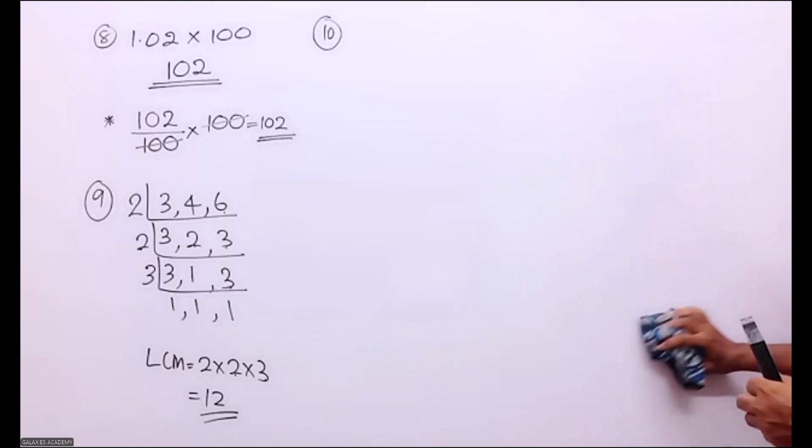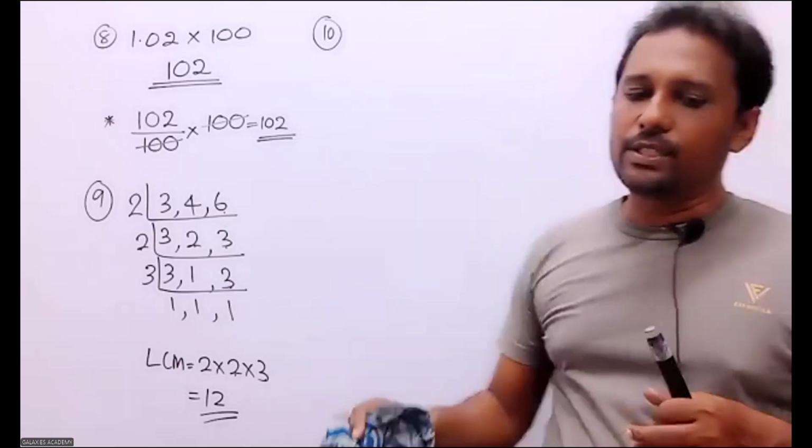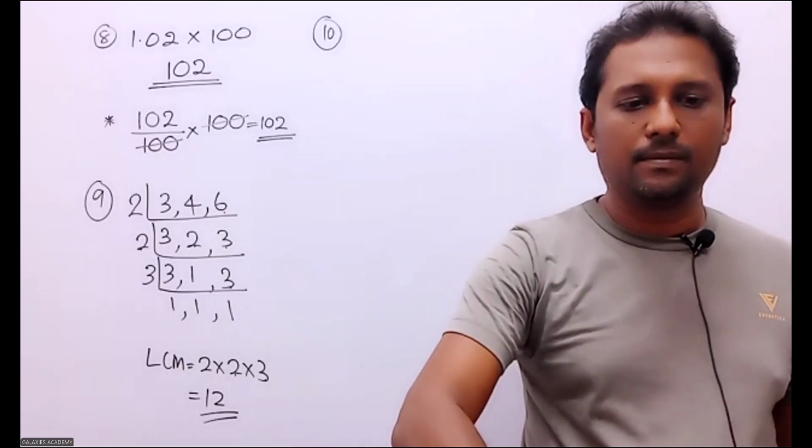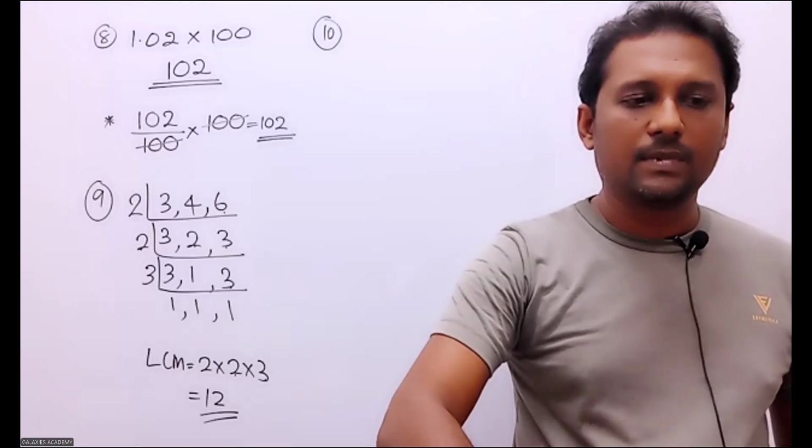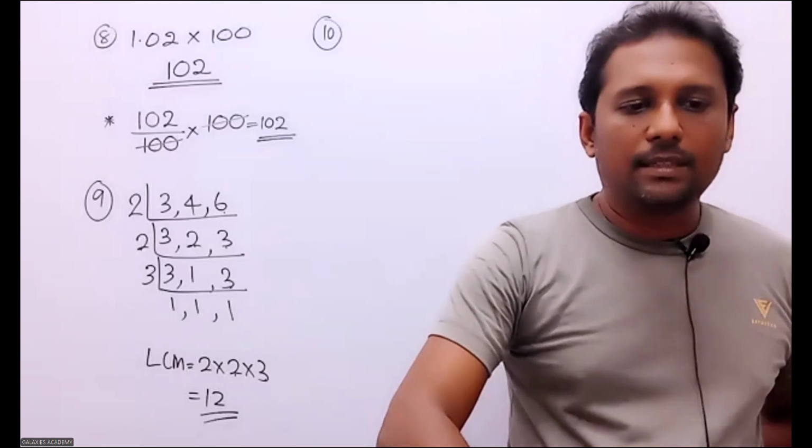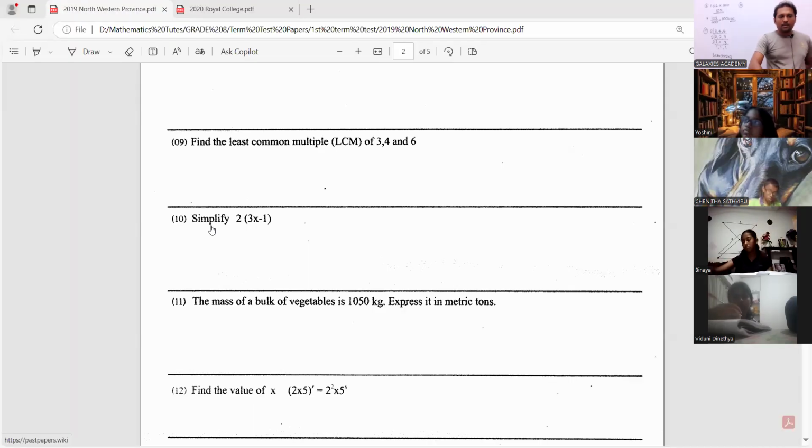Right. Then let's go to number 10. Question number 10. The 10th question given. Simplify, from the algebraic expressions lesson given. 2 bracket 3x minus 1. 2(3x - 1). Simplify means what?